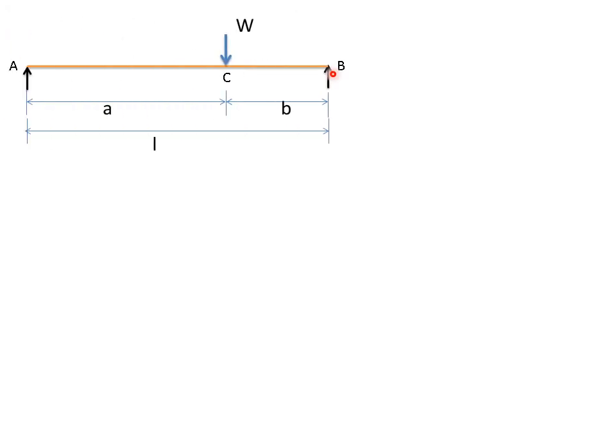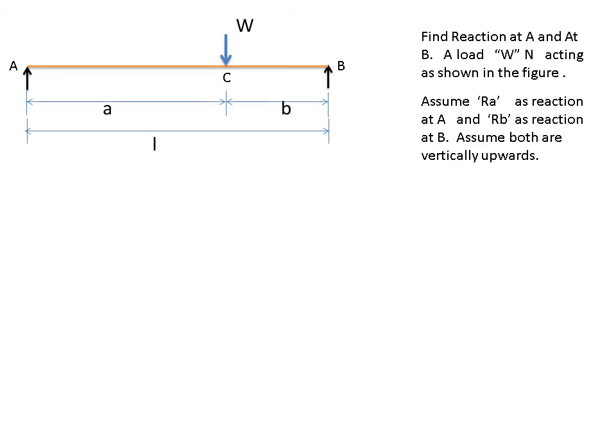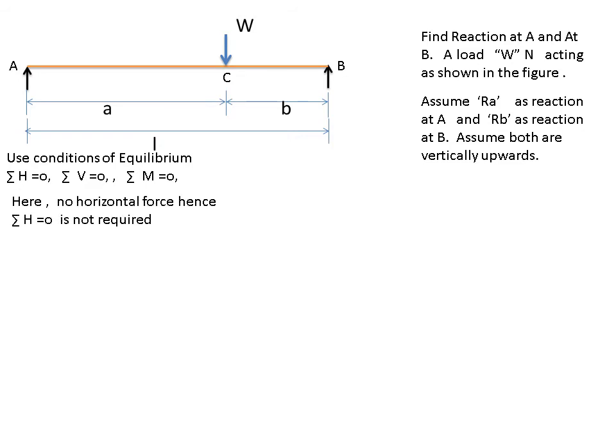Now next, eccentric loading is there. This load is not at the center, but at a certain distance A from the left support and a certain distance B from the right support. Similarly here you have to find the reactions at A and B. Same assumptions: up force plus, down force minus. Then use conditions of equilibrium. I have to use again only two conditions of equilibrium.